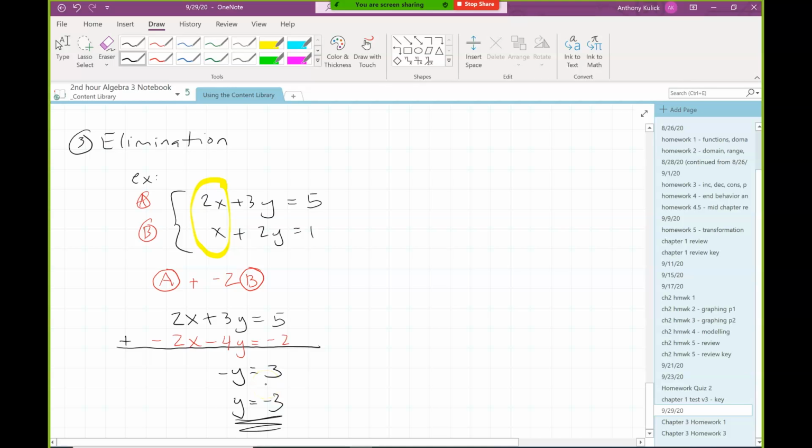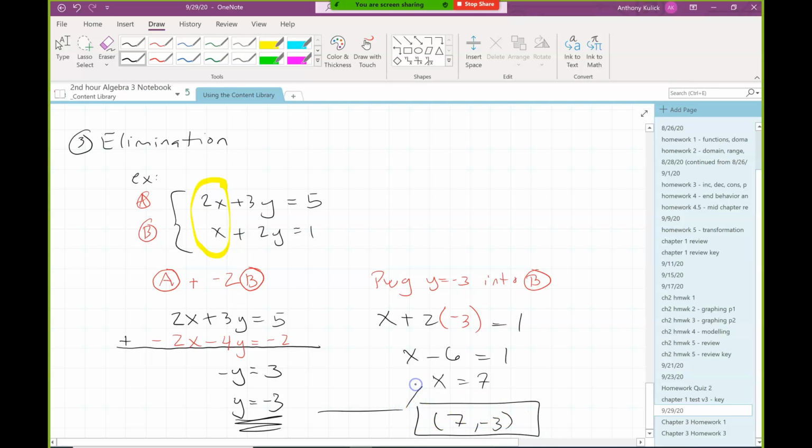How am I going to get the other half? I'm going to plug that answer back into either A or B. Which one would you choose? I would plug it into B also. It doesn't matter, but I think that makes life a little bit easier. So there's my, oops, what am I doing here? And then we'll plug in our solution for y. So 2 times -3 is -6. And if I add 6 to both sides, I get 7. So there's my solution again. Is everybody okay with that? Okay.